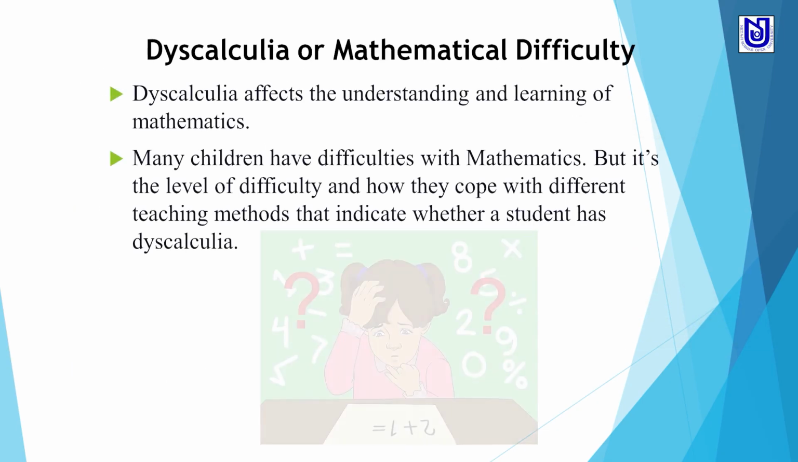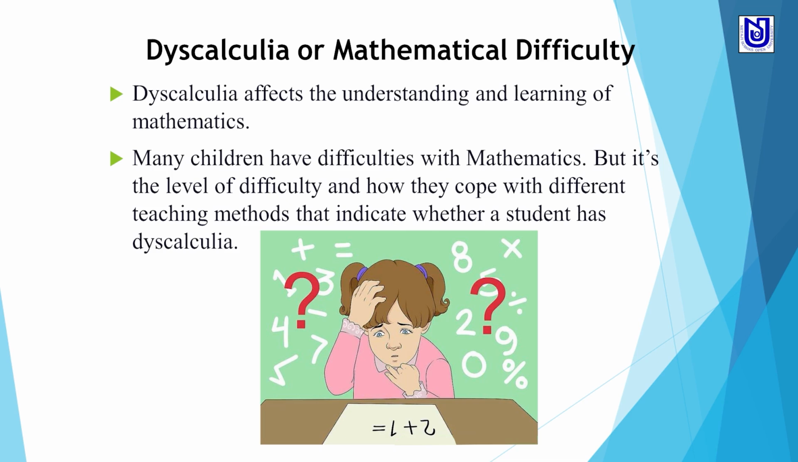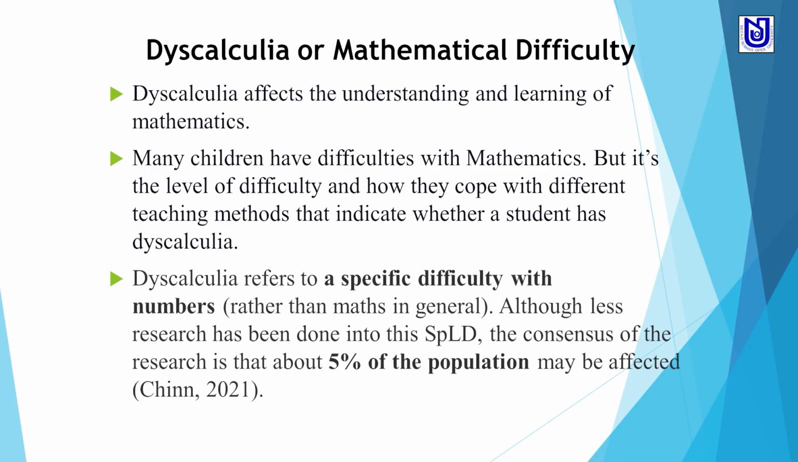Next, we will discuss dyscalculia or mathematical difficulty. Dyscalculia affects the understanding and learning of mathematics. Many children have difficulties with mathematics, but it's the level of difficulty and how they cope with different teaching methods that indicate whether a student has dyscalculia. Dyscalculia refers to a specific difficulty with numbers rather than maths in general. Although less research has been done into this specific learning difficulty, the consensus of research is that about 5% of the population may be affected.